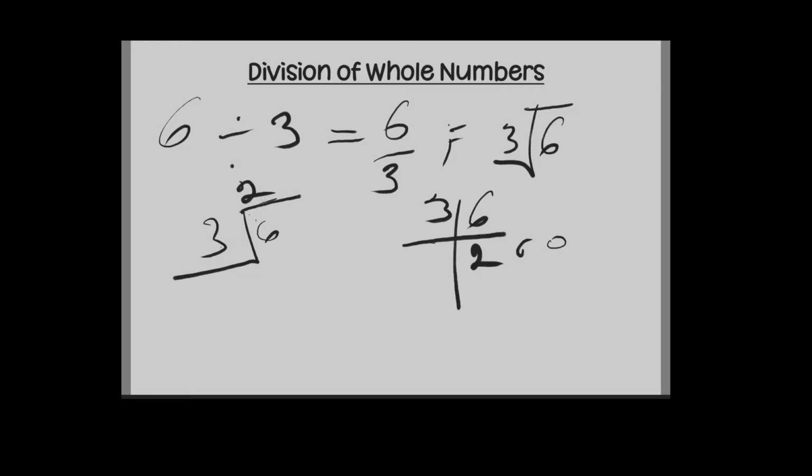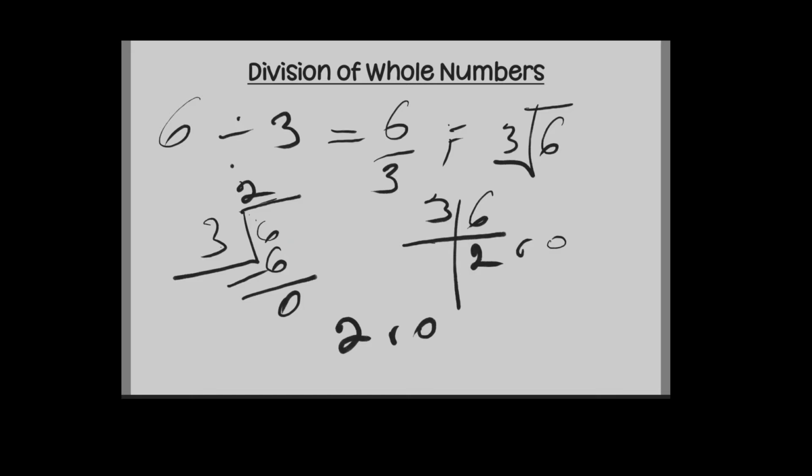And you say 6 divided by 3 is 2. 2 times 3 is 6. And then you have 6 minus 6 is 0. Okay, so you have 2 remainder 0. So this is 0. So that's one way to do division. While we're growing up, that's one way to do it.